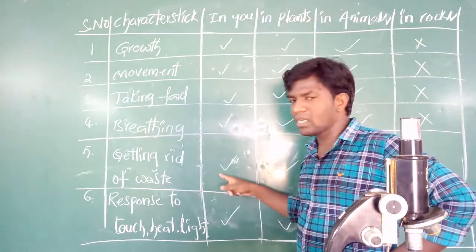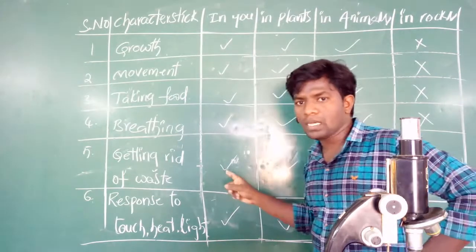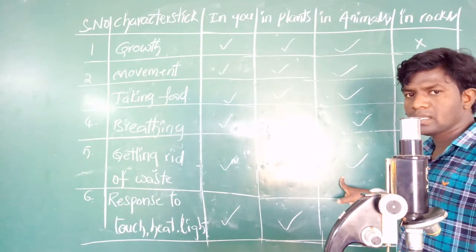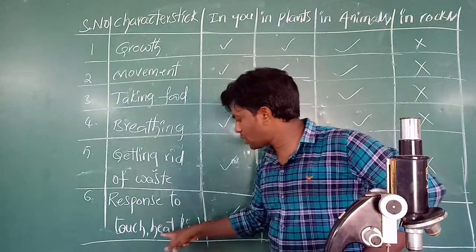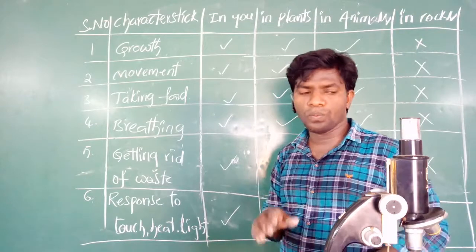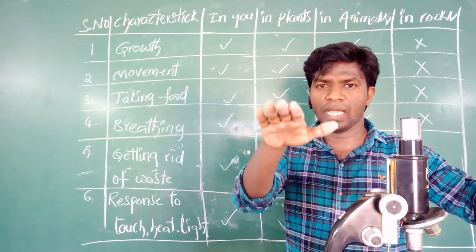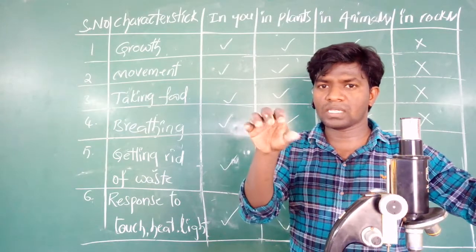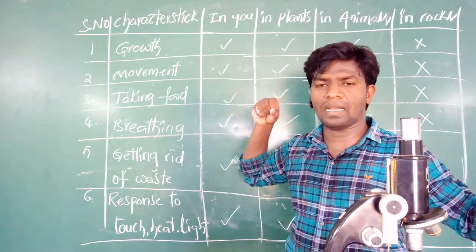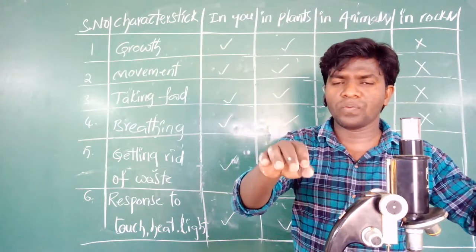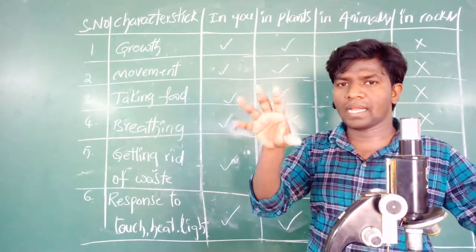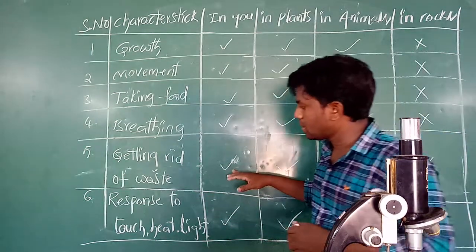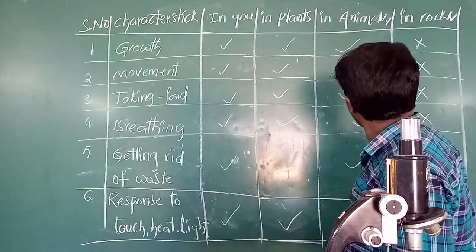Getting rid of waste. We release nitrogenous waste, animals also release waste, and plants also release waste materials like wax, latex, resins, but not rocks. And response to touch, heat, light: we respond. If you touch a sharp object, or fire, or look at a bright light, we feel something. If you touch a sharp object, immediately we take back our leg or hand. If you touch a block of ice, we feel cold. If you look at a bright light, our eyes blink. So those characteristics take place in you, in plants and animals, not in rocks.